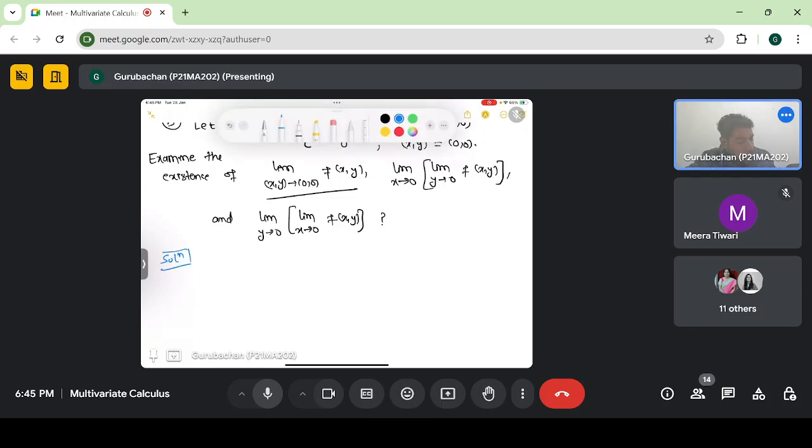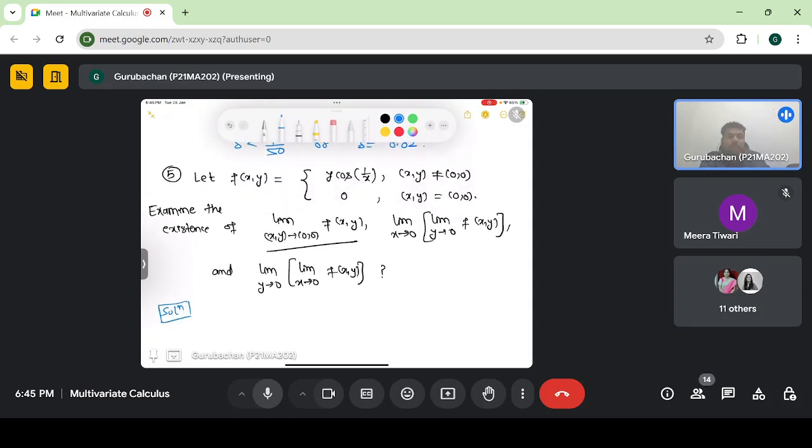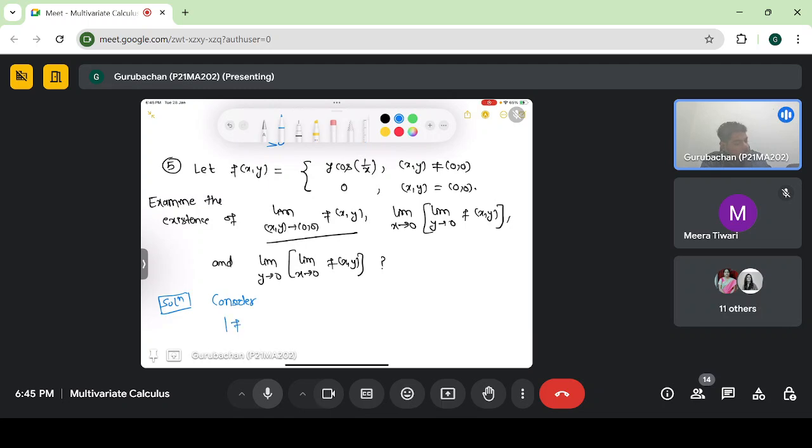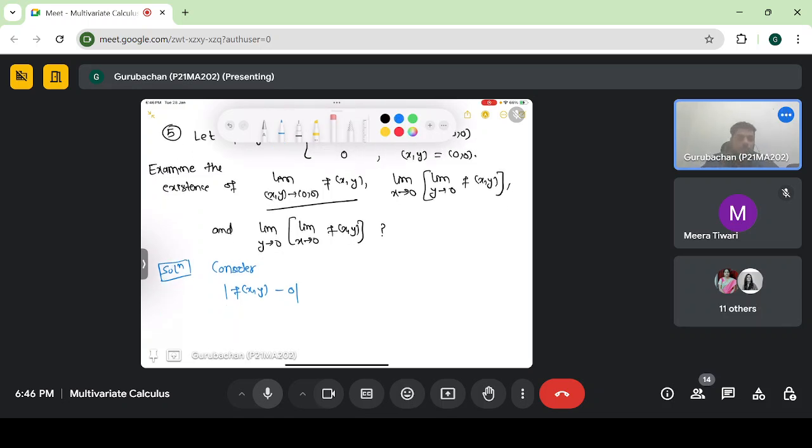So let us compute it. Suppose for the double limit, we consider f(x,y) minus 0. Can I start with this step? Why have I taken f(x,y) minus 0 rather than minus 1 or minus 2? Sir, because at (0,0) the function value is 0. Okay, so you want to say the limit exists and that is 0. So before doing this step, I must first show that the limit is 0. Then I can proceed with the steps.